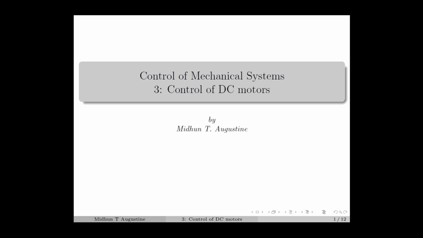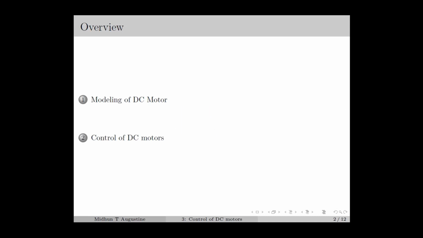In this lecture, we discuss the control of DC motors. We start with the mathematical modeling of DC motors, then we move on to the control of DC motors.